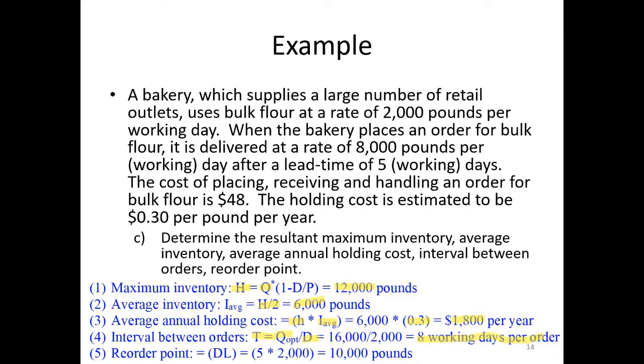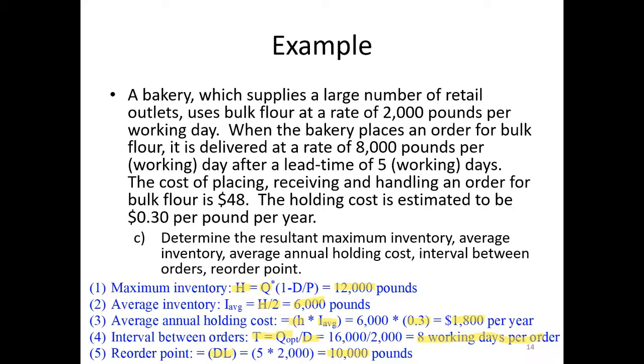Finally, the reorder point. Reorder point is determined by multiplying the demand rate and the lead time. It's 10,000 pounds. So this means, when your inventory level reaches 10,000 pounds, you should place an order. But the maximum inventory level here is 12,000 pounds. Well, that's fine. What does this mean?